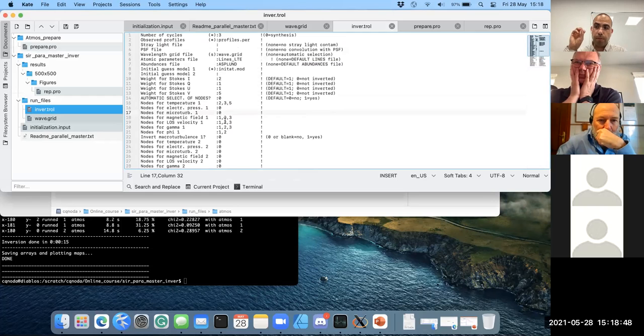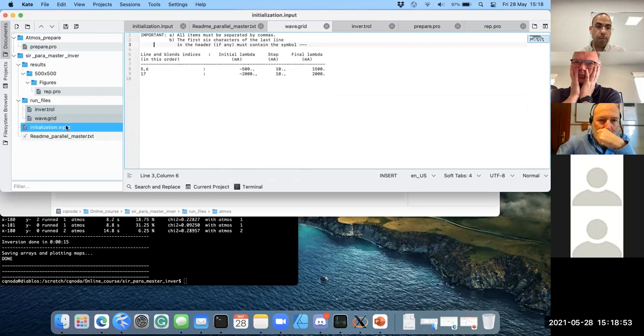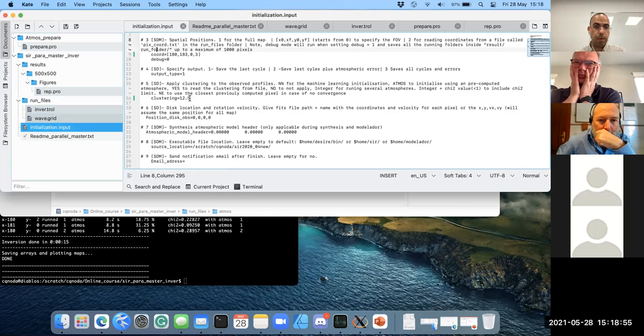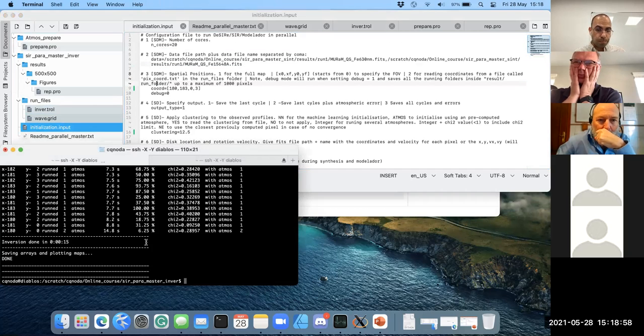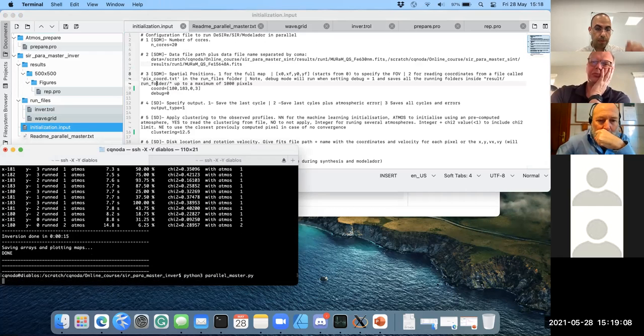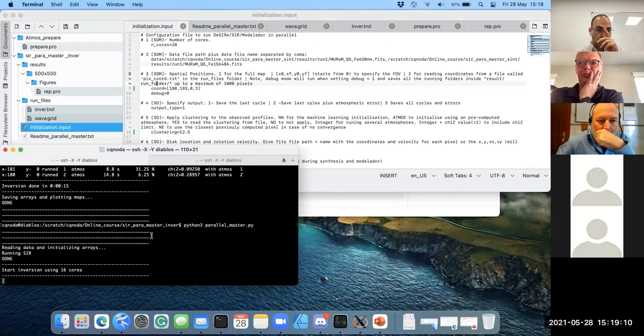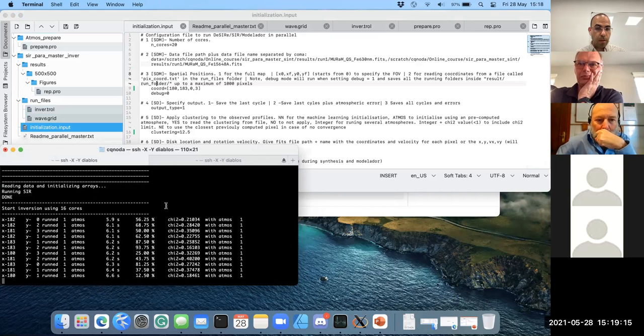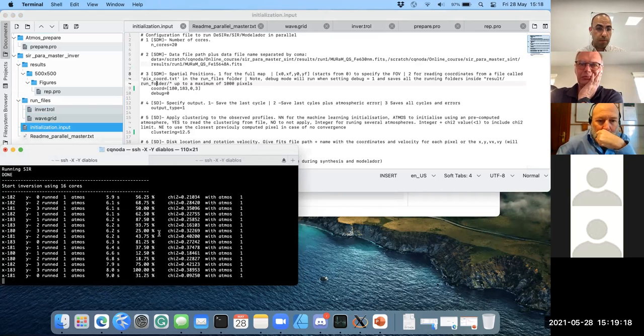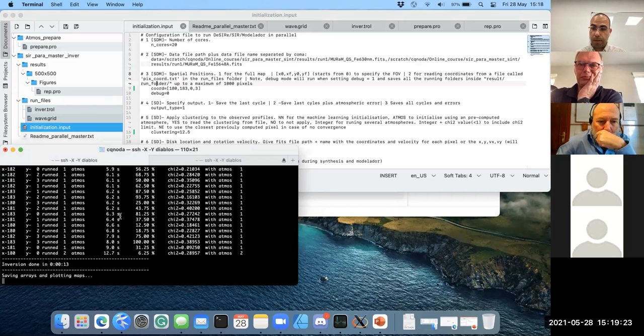So we have defined our inversion configuration. We have also our grid file. So we are ready to run the code. We go to the folder where we are. We have the Python wrap, and then we just type python3 parallel master. We are going to run 4 by 4 pixels. And it's going very fast. I will explain what is on the screen, and then we will do a second run.